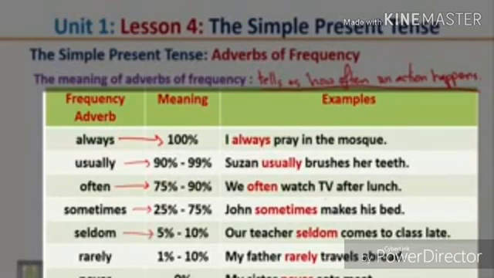Seldom means from 5% to 10%. Our teacher seldom comes to class late. Rarely means from 1% to 10%. My father rarely travels abroad. Never means 0%. My sister never eats meat.